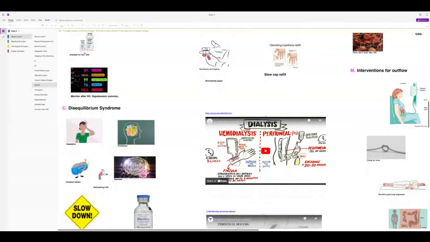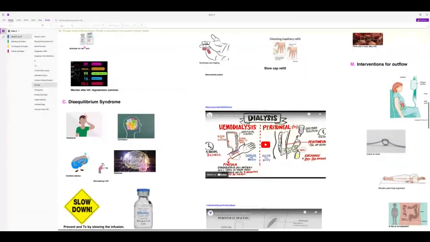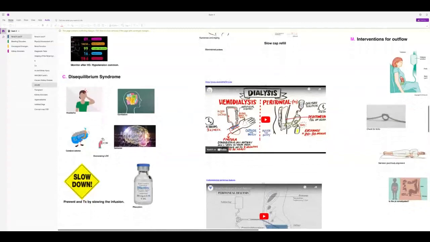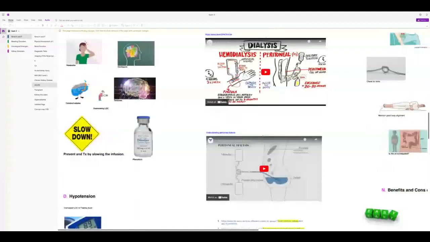So they'll have decreasing LOC, a headache, confusion, and seizures. So you want to prevent and treat by slowing the infusion. They can get phenytoin too.